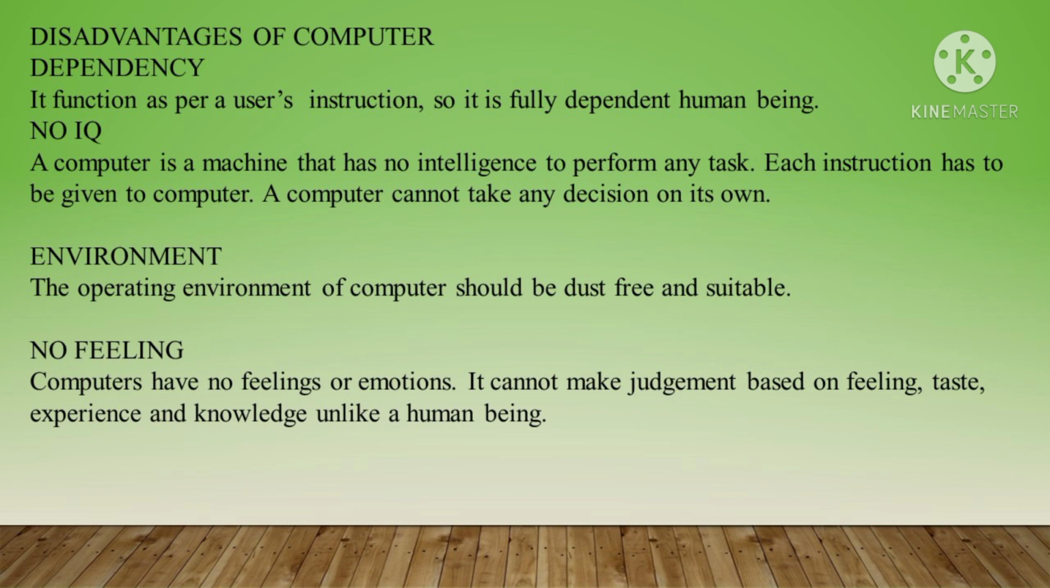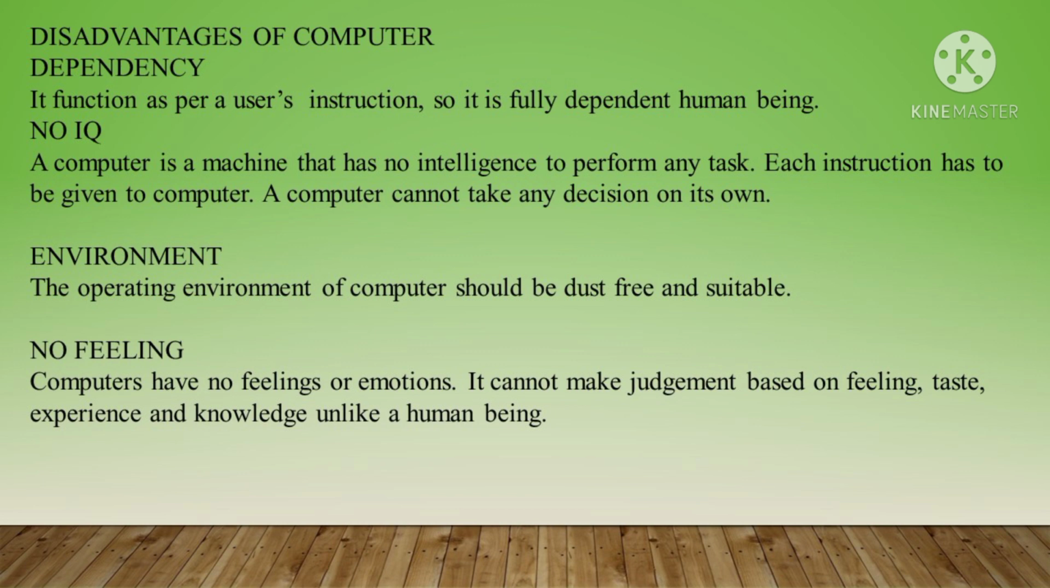The next disadvantage is no IQ. It does not have its own intelligence. A computer is just a machine that has no intelligence to perform any task. A human being has to give the task to do it. Each instruction has to be given to a computer. Each and every command we have to tell the computer, then only the computer will work. A computer cannot take its own decisions.